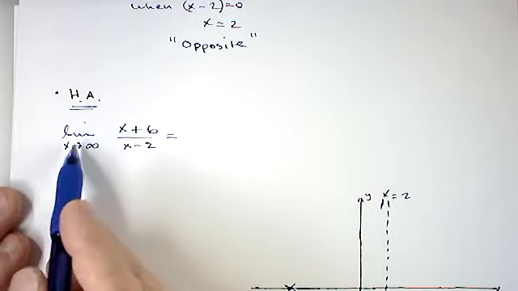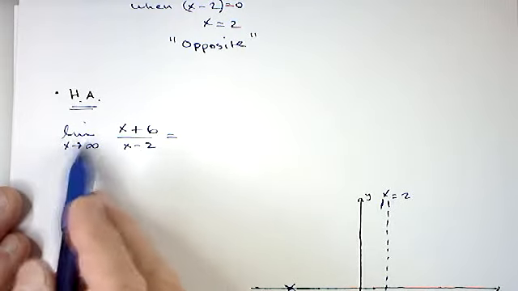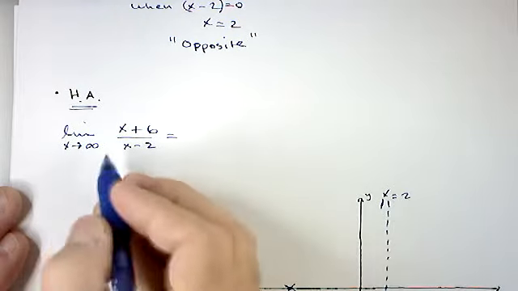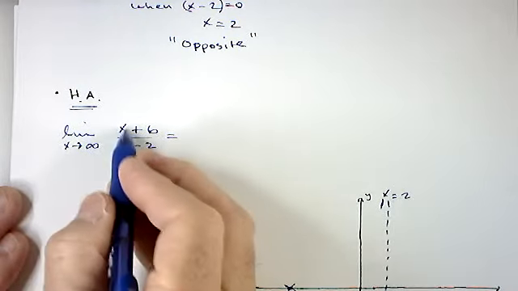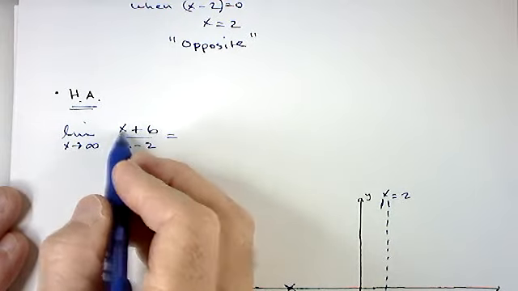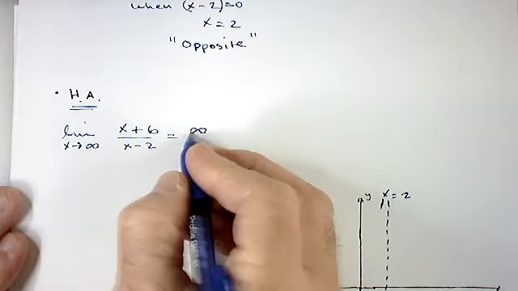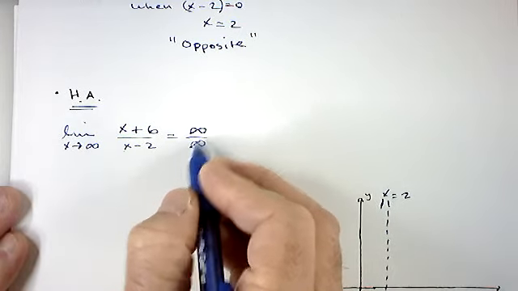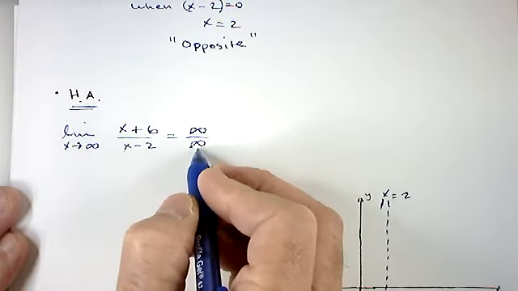Different books, if you're in a different class besides mine, might use something slightly different, but you'll see we're talking about the same thing. If x is getting really, really big, if it's infinity, infinity plus 6 is an infinitely large number. Infinity minus 2 is an infinitely large number. So we have a really big number over a really big number.